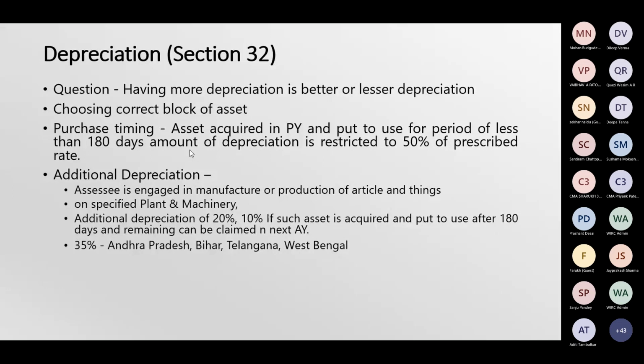If the asset is put to use for less than 180 days, you can claim 10% in the current year and 10% in the subsequent year. And if it is 35%, then 17.5% in the current year and the balance in the next year. Now, while doing this, a typical issue that comes up is with the specified assets: there is a definition that they should be installed in the factory and not in the office, and they should not be office appliances or office equipment and all that.